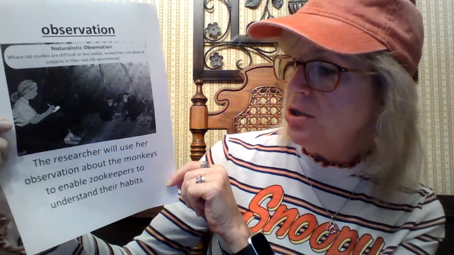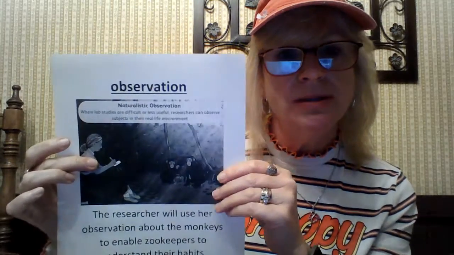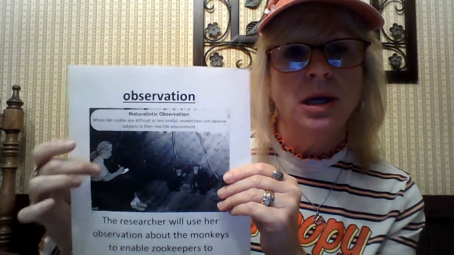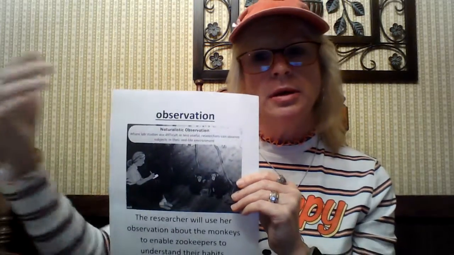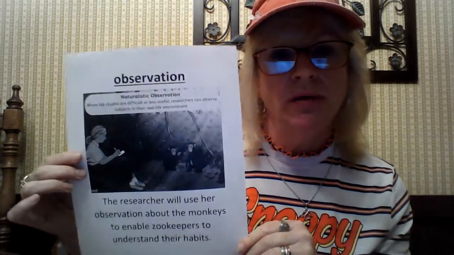So once again, our word was observation. And here's our picture again. I'll read the sentence one more time. The researcher will use her observation about the monkeys to enable zookeepers to understand their habits. So she's watching them closely. She's making an observation about them in order to, she has a reason for that, okay? She's wanting to help the zookeepers to understand how the monkeys behave and how better to keep them whenever they go into captivity.